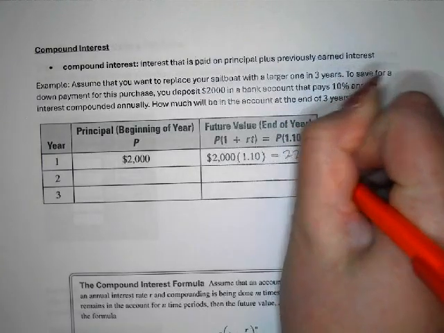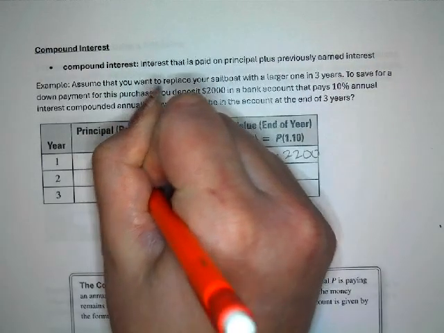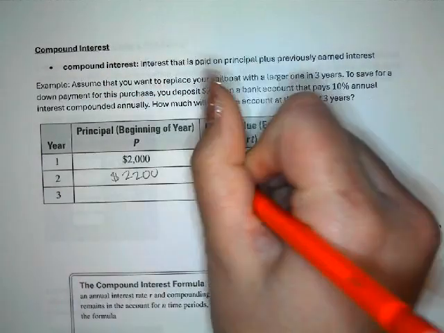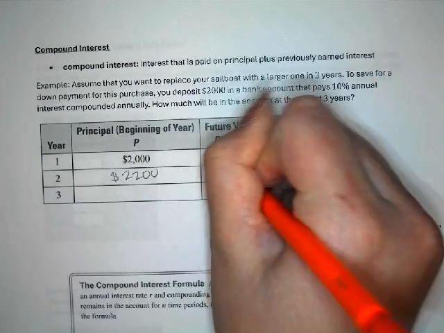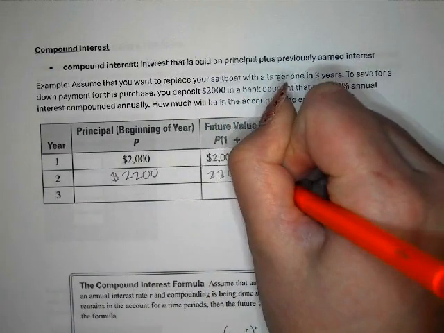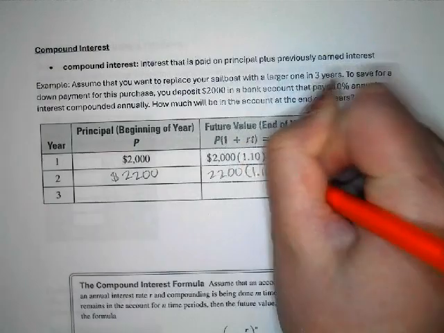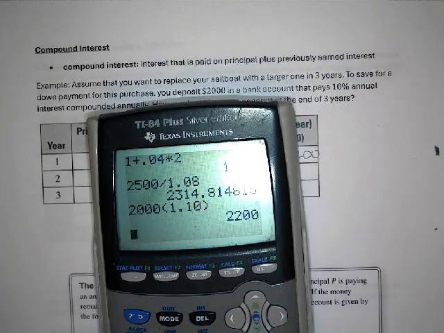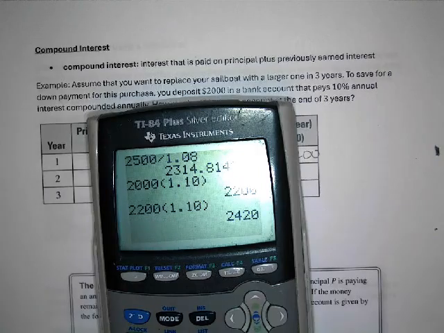So in the second year, we start with $2,200. And then in that year, we're also going to get the same amount of interest. We're going to keep 100% of the money, but we're also going to add 10% in interest the second year. And so 2,200 multiplied by 1.10 is $2,420.